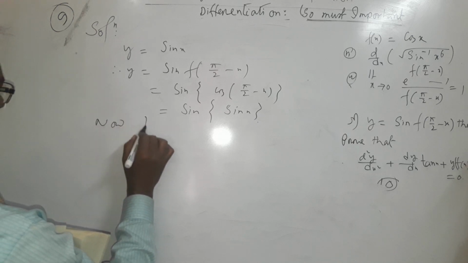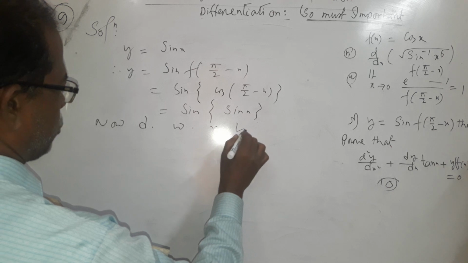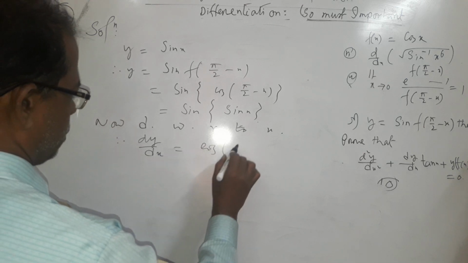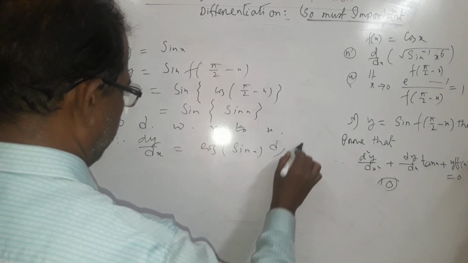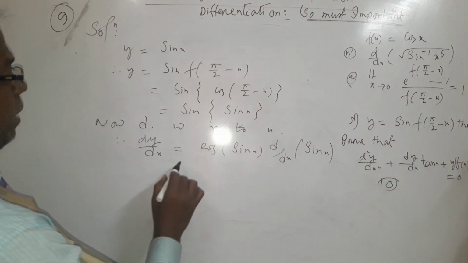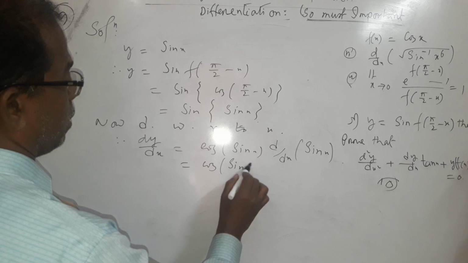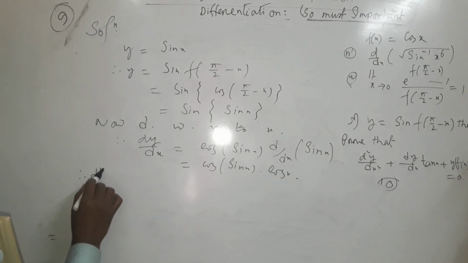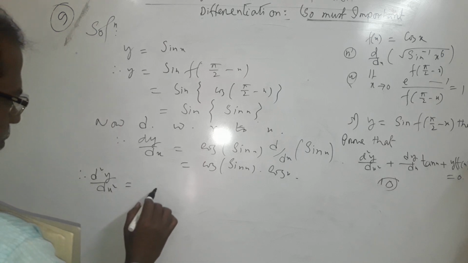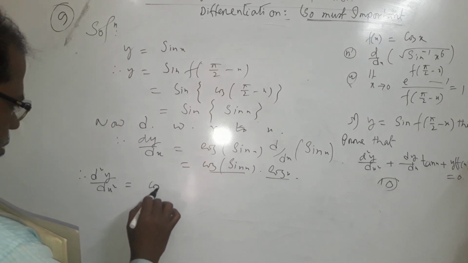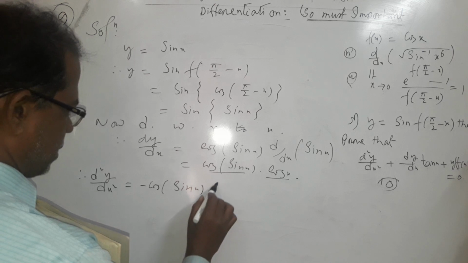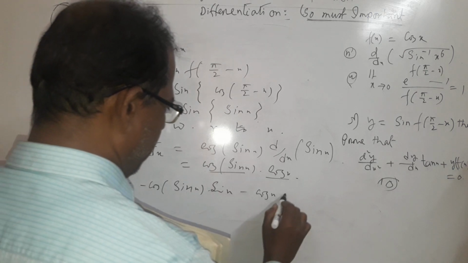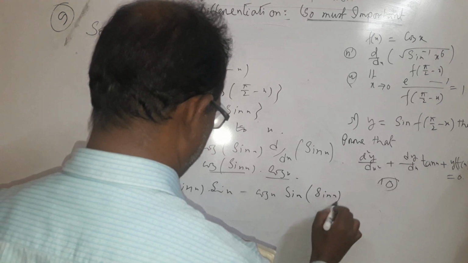Here, first derivative now. Differentiate with respect to x. Firstly, d/dx of x into y equals cos x, d/dx of sin x and cos of sin x into cos x. So then the double derivative d²y/dx² equals, this is u and v, cos of sin x into minus sin x plus cos x into minus sin into cos x.